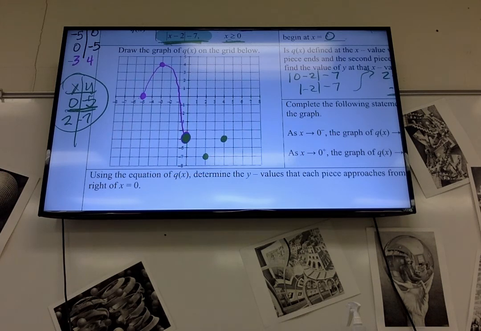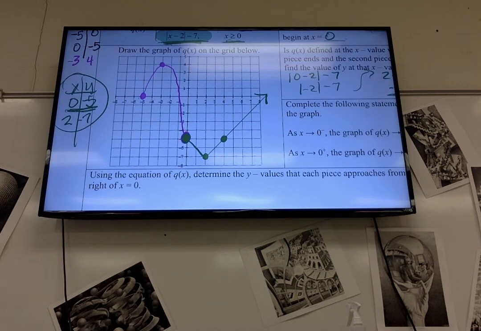If you plug in 4, you get 4 minus 2, which is 2. 2 minus 7 is -5. So you see, you get the same thing. And remember, it's a V. So here's the two parts of our graph.